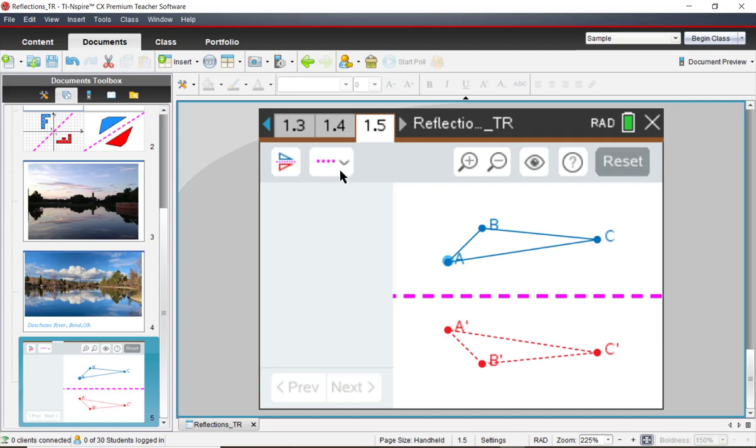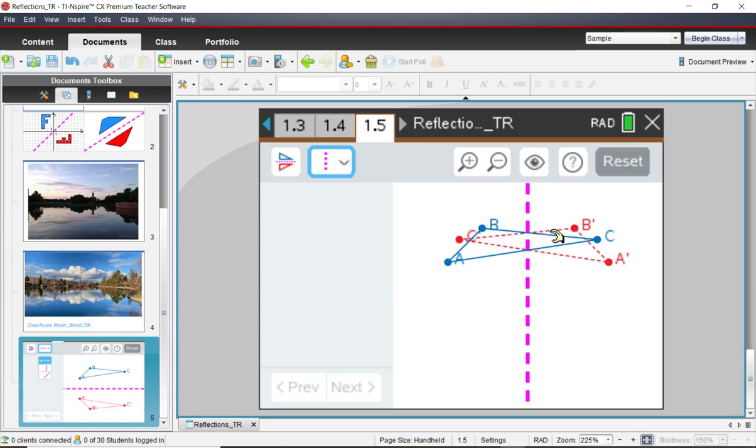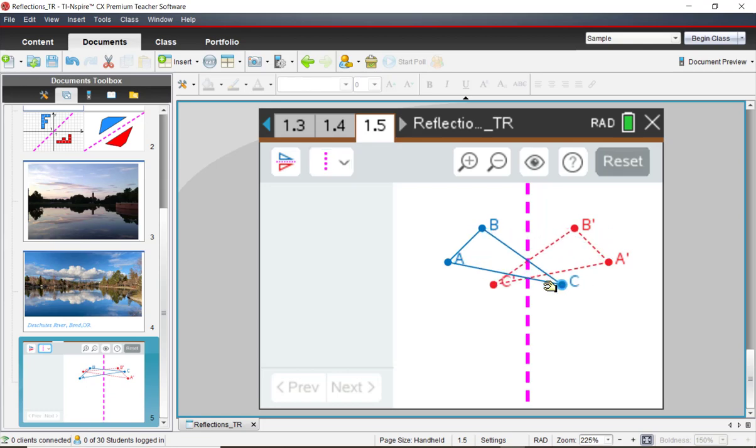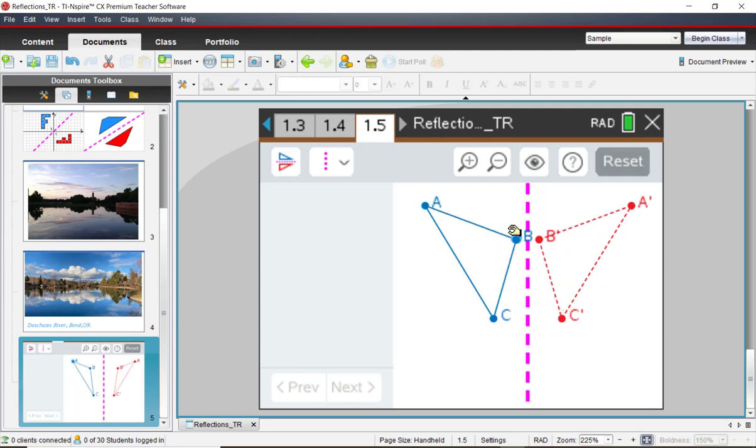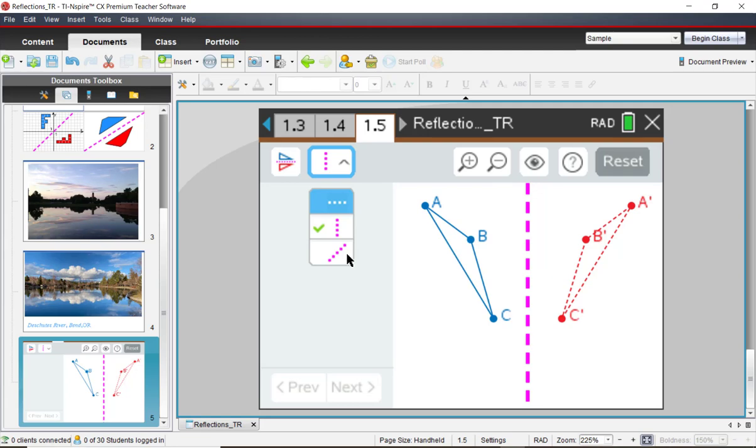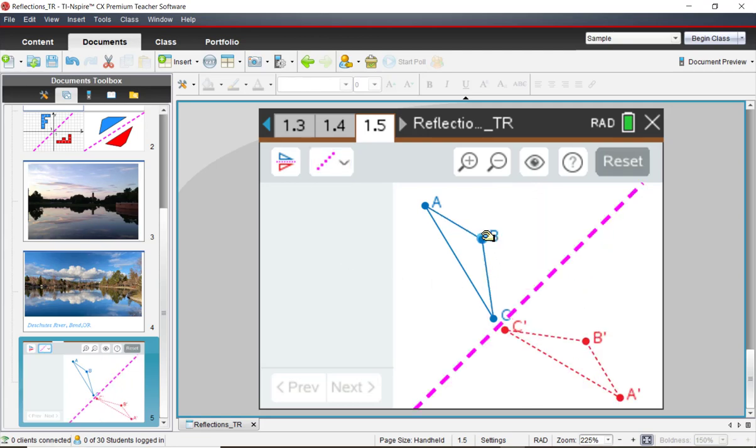We don't have to just use a horizontal line of reflection. If I click on this icon here, a drop-down menu, and I can have a vertical line of reflection. And you can see it's a very similar idea about this mirror image or reverse image, or whatever you want to call it. And then also you can use a diagonal or slanted line and look at that as well.